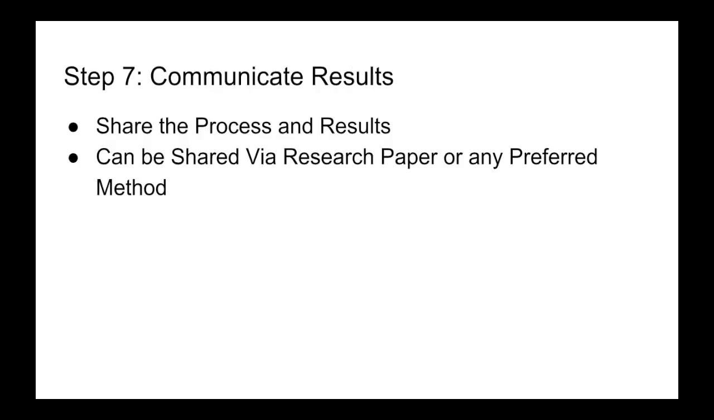Once the first 6 steps of the scientific method have been completed, you may proceed to communicate your results. You can use any method you prefer as long as your sources are cited. However, if you're in a classroom, you may need to use certain presentation forms, or you may need to write a research paper on your findings.